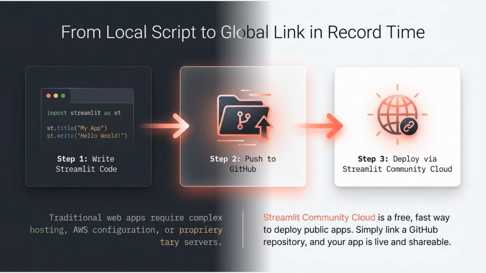Deployment is another reason Streamlit spread. A local script can become a shareable link through Streamlit Community Cloud or a private deployment path. The basic loop is simple. Write the app, push it to a repository, and deploy. For teams that are used to API servers, containers, and front-end builds, that simplicity can feel almost suspicious. But for many analytics and AI apps, the fastest useful deployment is the one that gets real users into the loop.